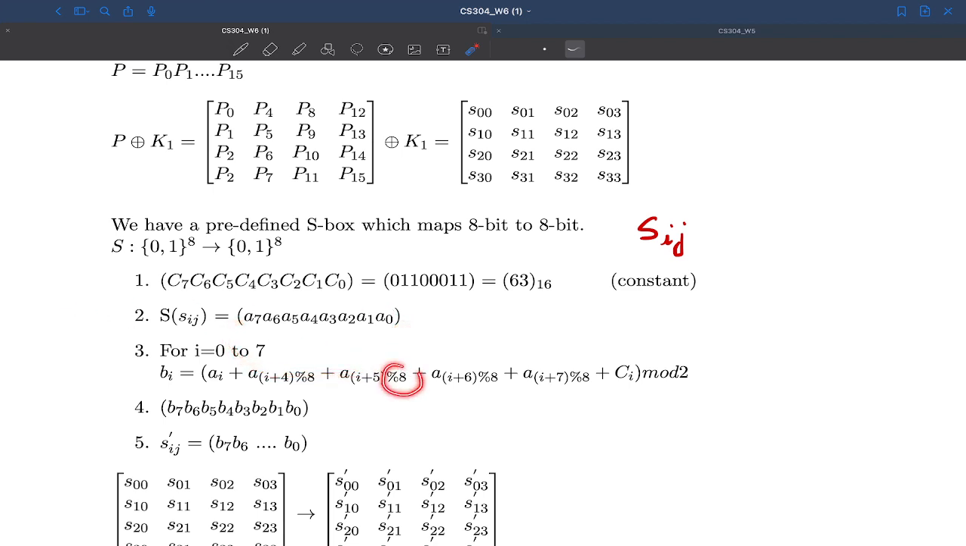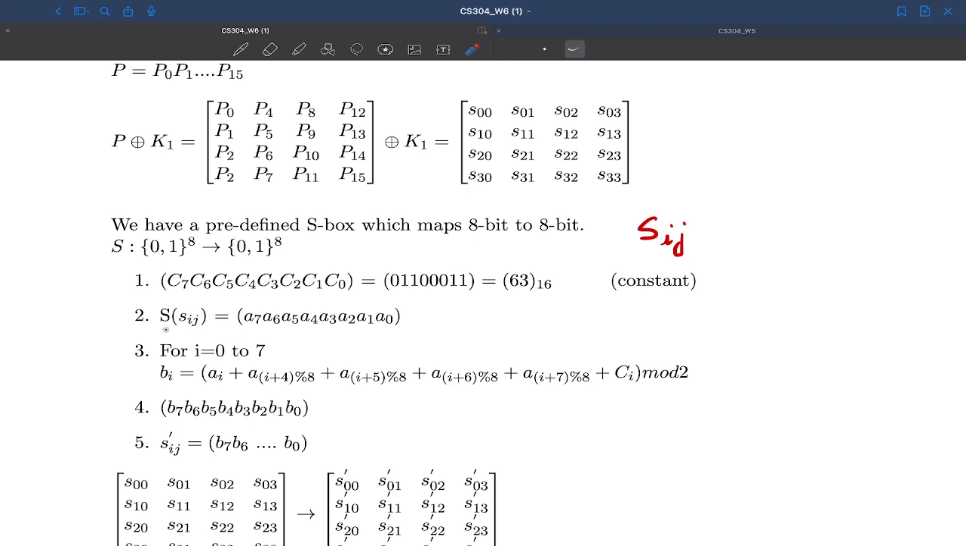That's why modulus is taken here. For a5, 5 plus 5 will be 10, and 10 modulo 8 will be 2, so that will be a2. And at distance 4, 5 plus 4 will be 9, and 9 modulo 8 will be 1, so a1 is the bit at distance 4 from that bit. That's why we have placed modulo here, so that we fall back to the same set of indices again and again and don't get an index out of bound error.